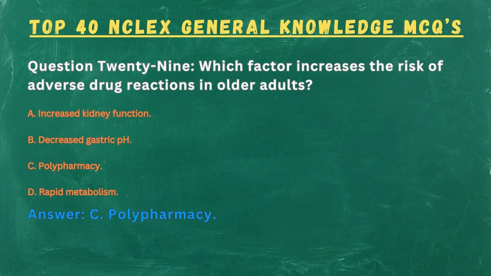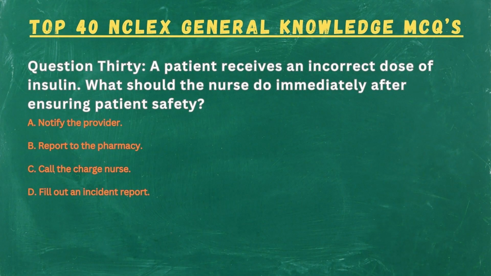Answer: C. Polypharmacy. Question 30. A patient receives an incorrect dose of insulin. What should the nurse do immediately after ensuring patient safety? A. Notify the provider. B. Report to the pharmacy. C. Call the charge nurse. D. Fill out an incident report.